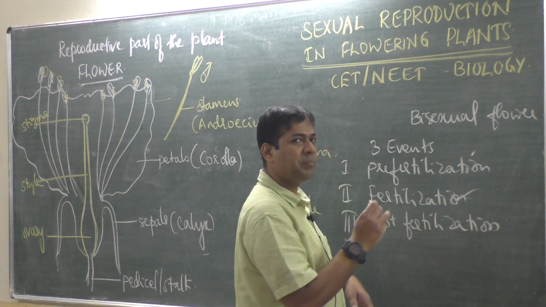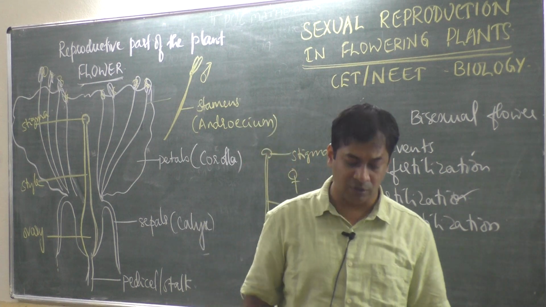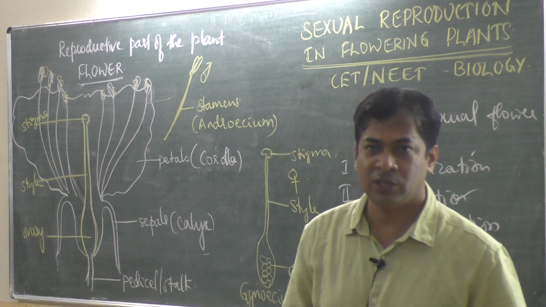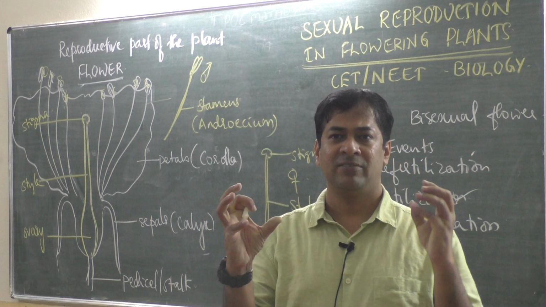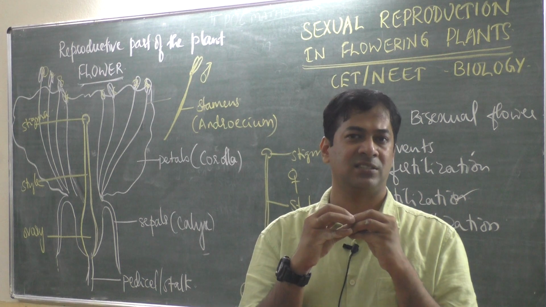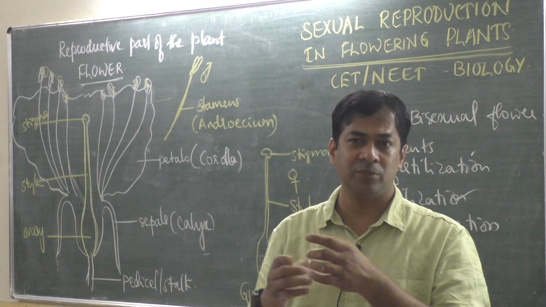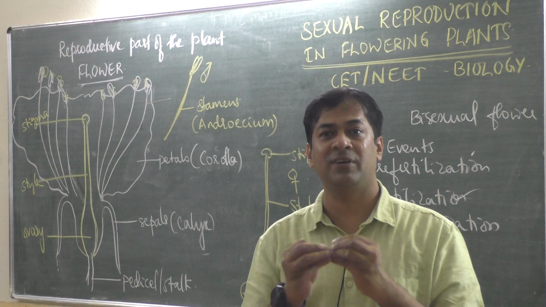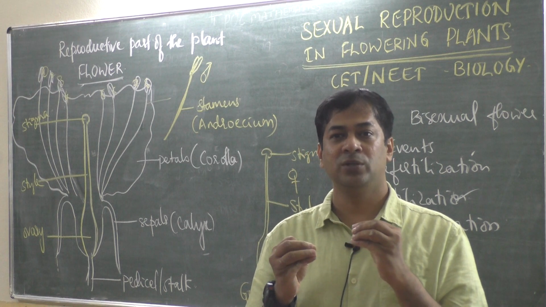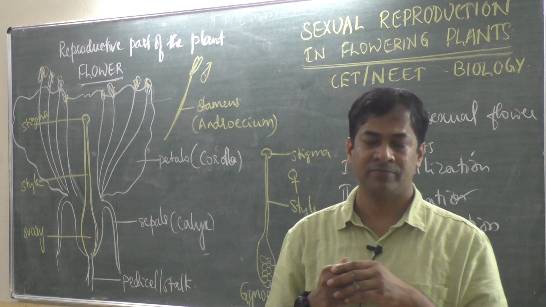What happens before fertilization? You compare it to human beings. Suppose fertilization is union of male and female gametes. Male gamete is sperm, female gamete is egg. When sperm meets the egg, that is fertilization. Before fertilization, what should happen? Sperm and egg should be produced in the body first. Sperm and egg should be available for fertilization. Do you think a newborn baby in humans produces sperm? No, it cannot produce.